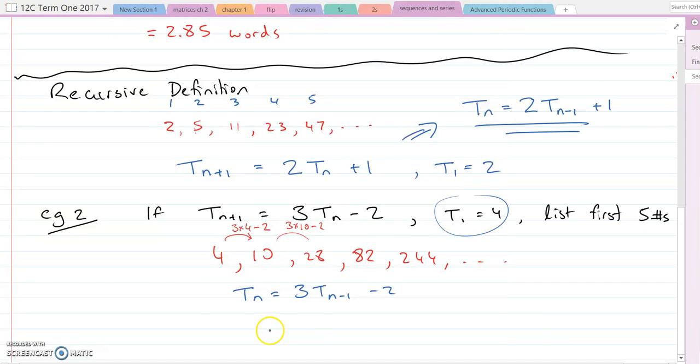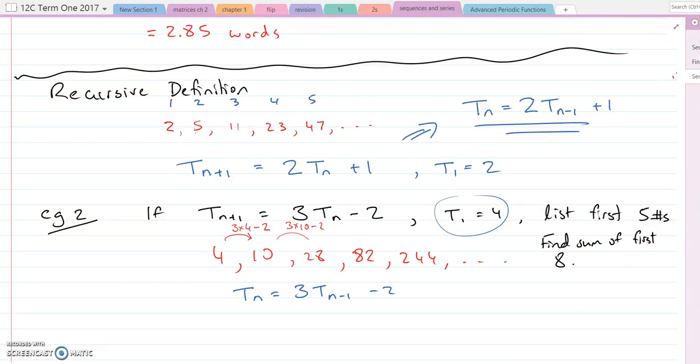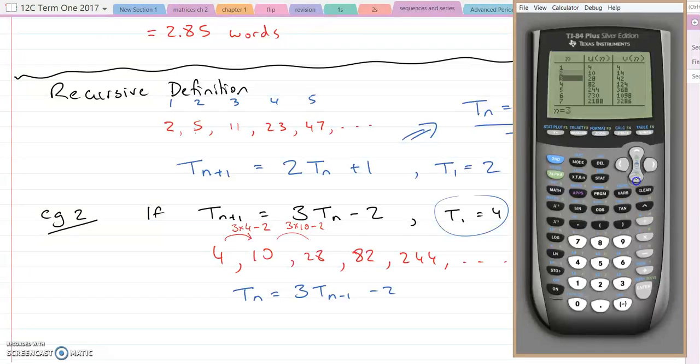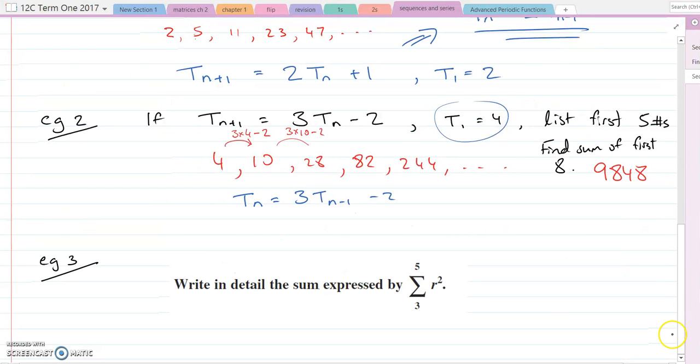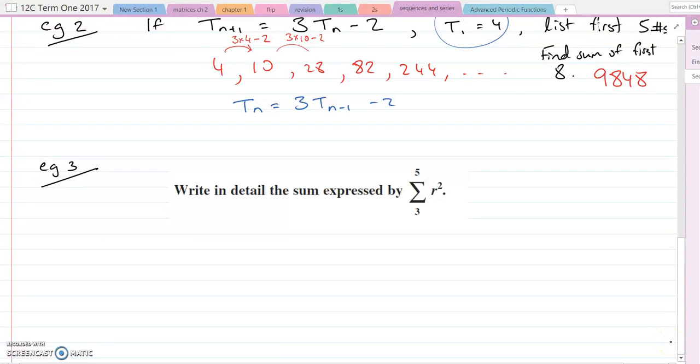So if I had said here, list the first 5 and find the sum of the first 8, I would just go into my calculator here. Hopefully I can scroll down and see the 8th number. The sum is 9848. So the only way to do that, really, besides just listing out the numbers and adding them up, is to use a calculator. Okay, next example.